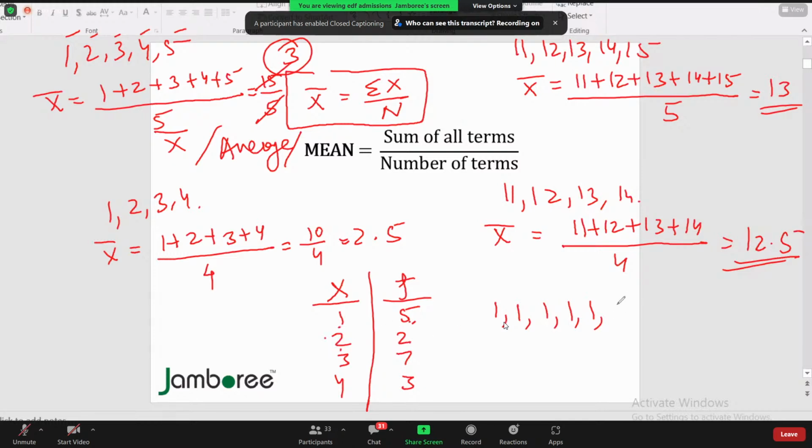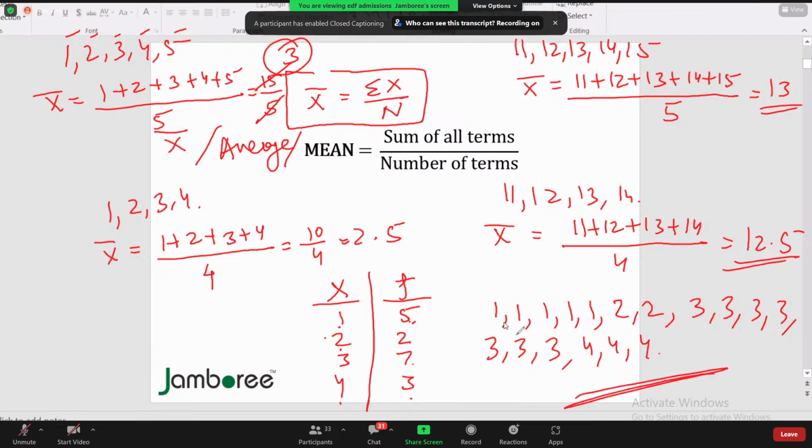Then 2 appears 2 times, so 2, 2. Then 3 appears 7 times, so 1, 2, 3, 4, 5, 6, and 7. And then 4 appears 3 times, so 1, 2, 3. That is how you basically relate the idea. And this is what it means actually.